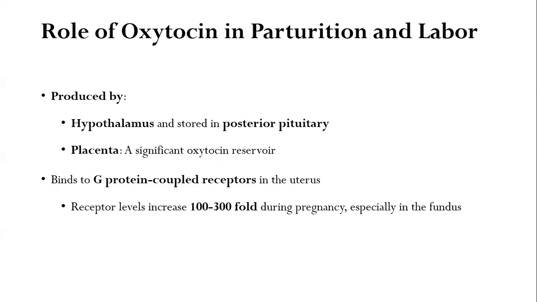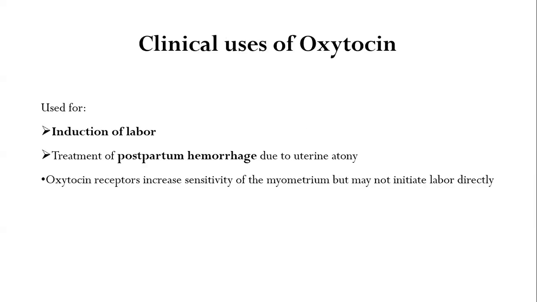Now, what is the role of oxytocin in parturition and labor? Oxytocin is produced by the hypothalamus and stored in the posterior pituitary. Placenta also acts as a significant oxytocin reservoir. Oxytocin binds to the G protein coupled receptors in the uterus. The receptor levels of oxytocin increase 100 to 300 fold during pregnancy, especially in the fundus.